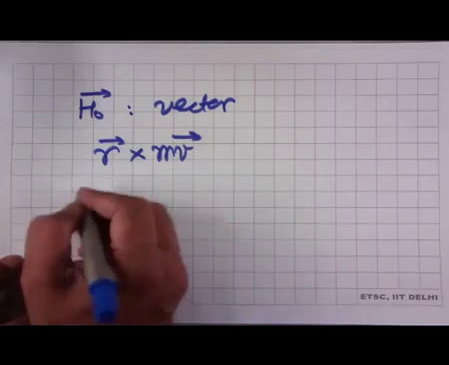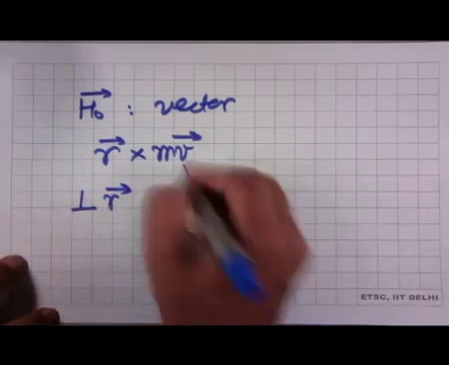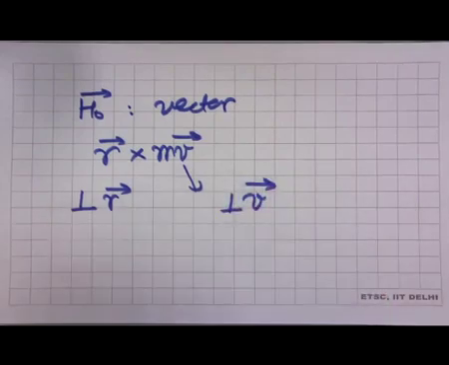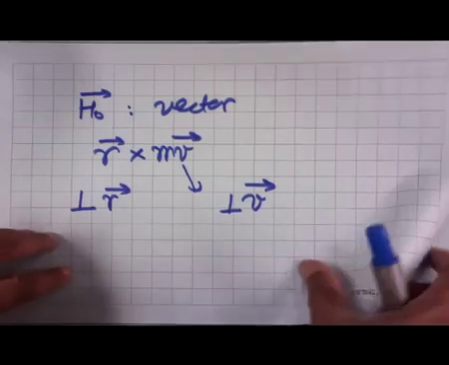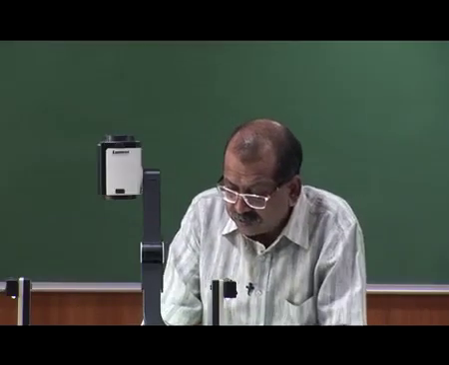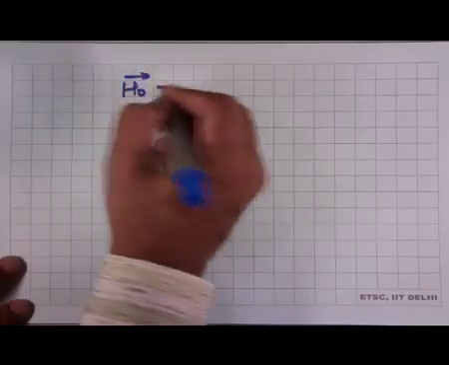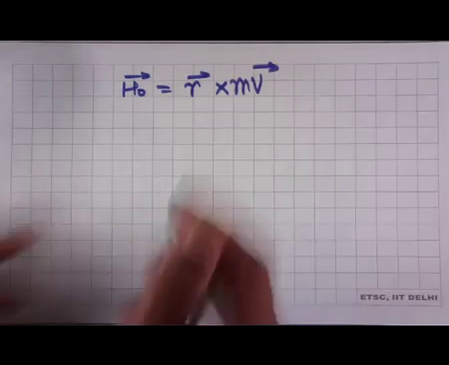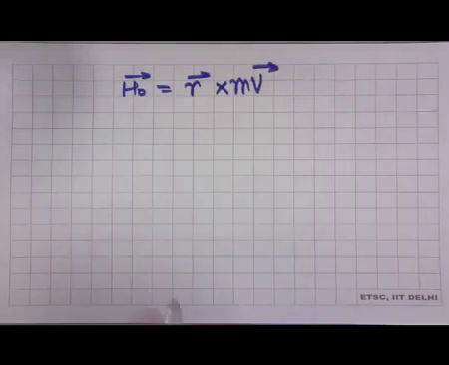So, that means it is perpendicular to R and it is perpendicular to V because it is a cross product. So, this is how the angular momentum goes. Now, let us look at this quantity. So, we have defined H0 is equal to R cross mv, where R is the position vector of the point from a fixed point.